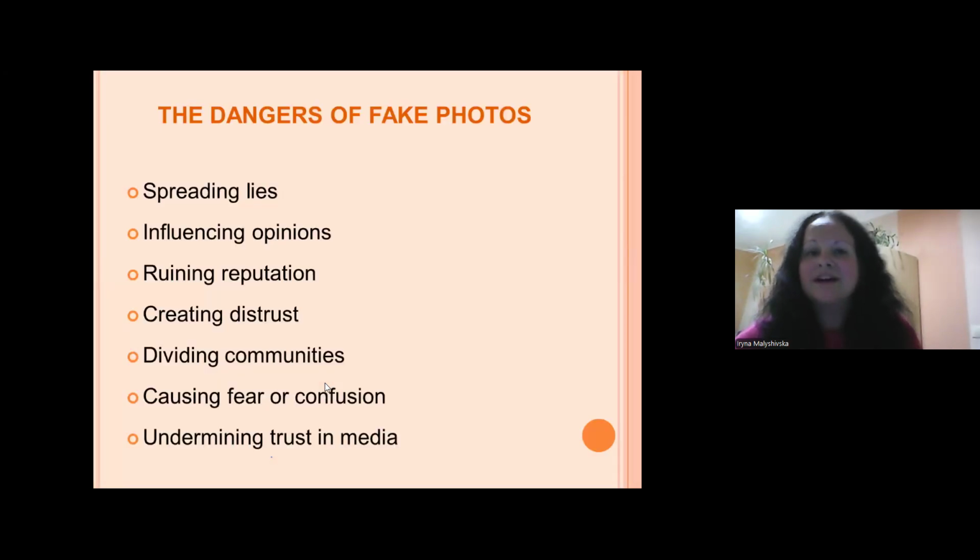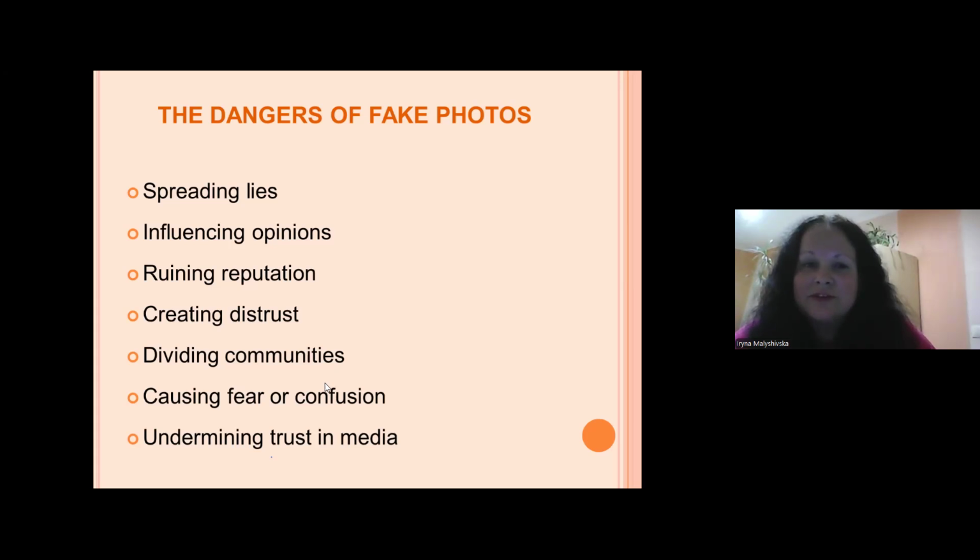Okay, so what are the dangers? Some dangers lie on the surface. It's clear. Fake photos spread lies. And when it's just one single lie, you can avoid it. But if there are too many lies, you feel like you're drowning. You don't know where you can catch a breath of fresh air, which is truth.